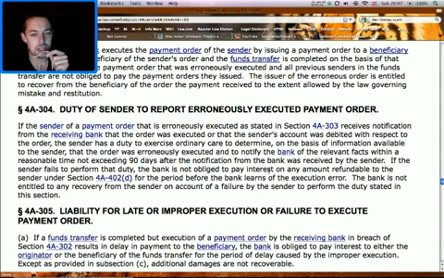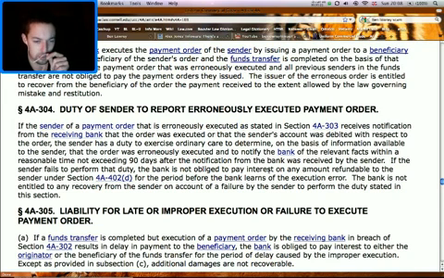4A-304. Duty of sender to report erroneously executed payment order. If the sender of a payment order that is erroneously executed, as stated in section 4A-303, receives notification from the receiving bank that the order was executed or that the sender's account was debited with respect to the order, the sender has a duty to exercise ordinary care to determine, on the basis of information available to the sender, that the order was erroneously executed, and to notify the bank of the relevant facts within a reasonable time not exceeding 90 days after the notification from the bank was received by the sender.